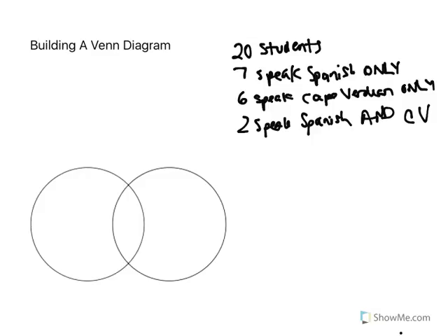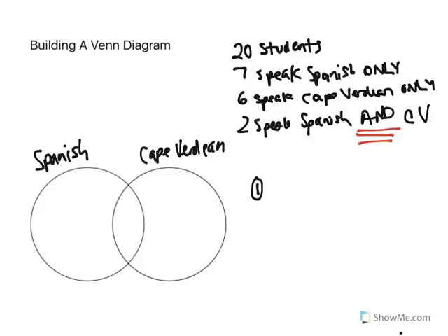Okay, so let's put this information into our Venn diagram. So we have 2 categories, people that speak Spanish and people that speak Cape Verdean. So you have to label each side of the circle accordingly. Now, we want to find the people first that go into the middle. So we want to find the both category first. The question tells us that 2 people speak Spanish and Cape Verdean. Remember, and is the intersection, right? So we have 2 people that speak both Spanish and Cape Verdean. So you always want to fill out the middle first.